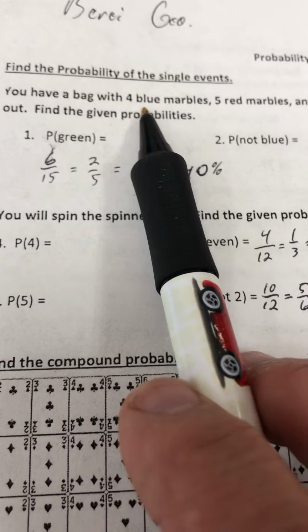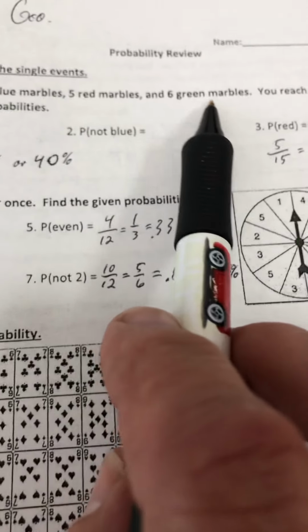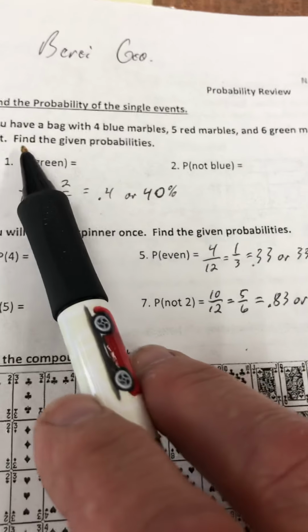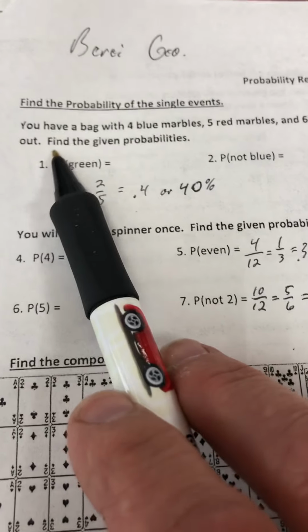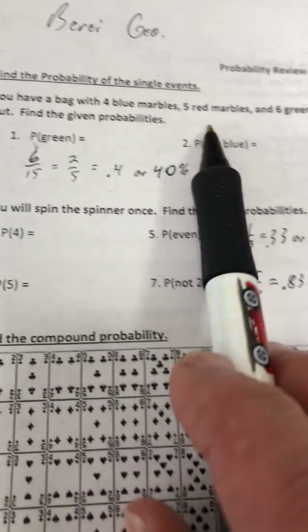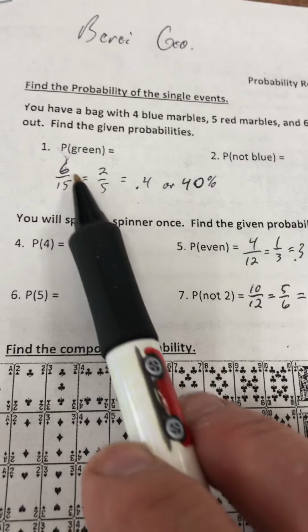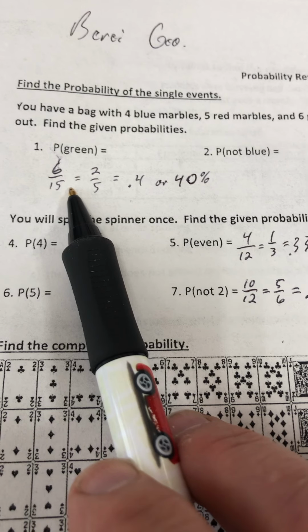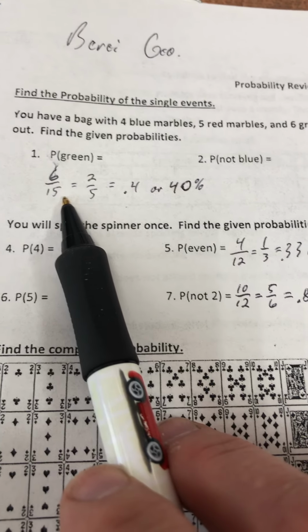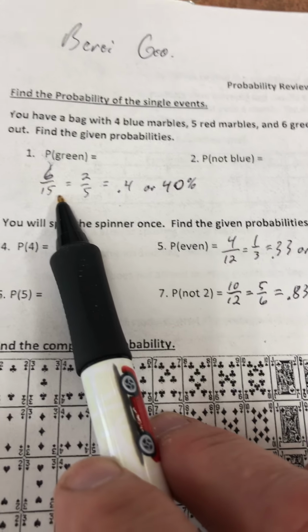You have a bag with 4 blue marbles, 5 red marbles, and 6 green marbles. You reach in and take one marble out and find the given probability. So here we go with the green. That would be 6 out of the 15, which you could Google a fraction reducer, and I think Calculator Soup has a good one.